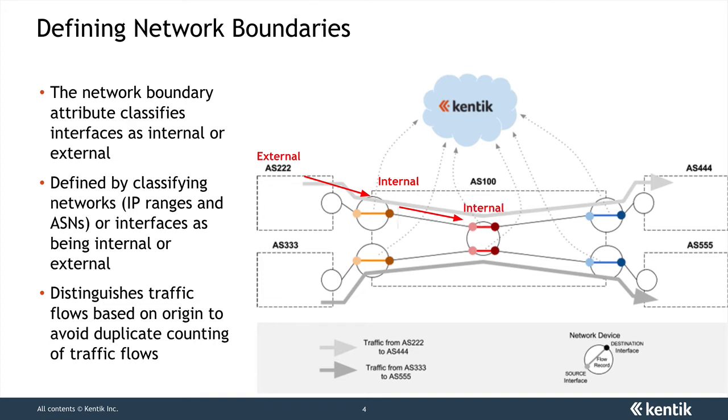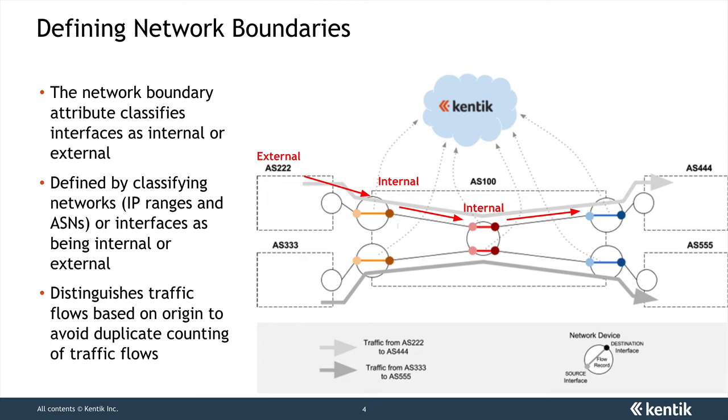That same traffic then flows out towards the next router, and we see that the outbound interface for our traffic flow also faces a device that is internal. So at this router, or observation point, the traffic flow has both a source and destination network boundary of internal.